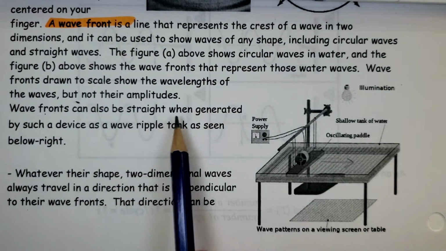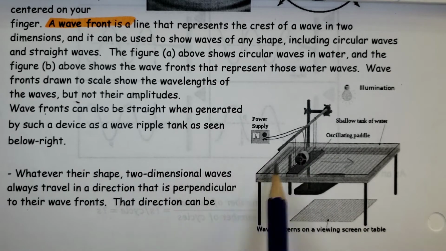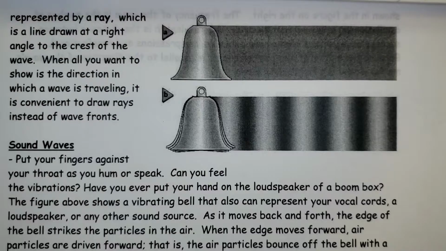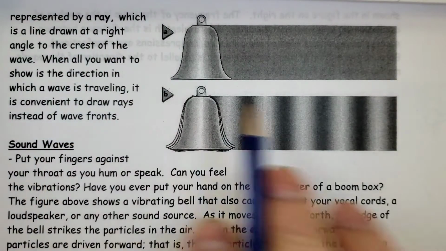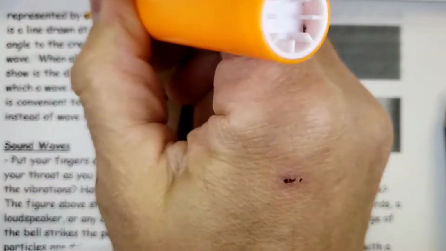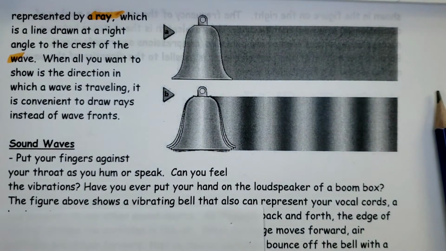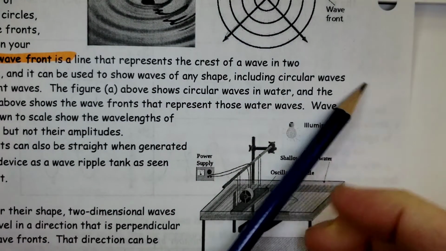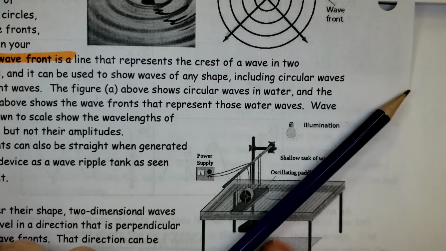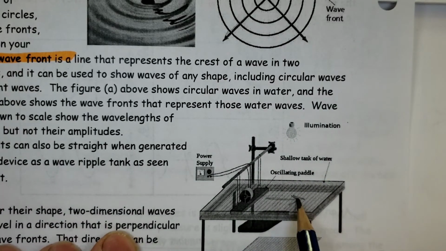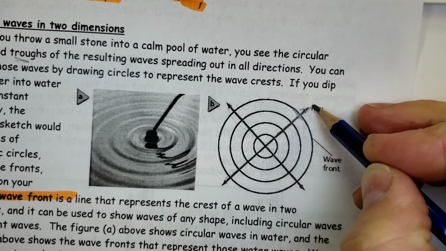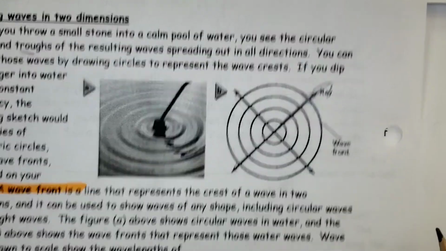Wavefronts can be straight when generated by such a device as a ripple tank, seen over here. Whatever their shape, two-dimensional waves always travel in a direction that is perpendicular to the wavefronts, and then the direction can be represented by a ray, which is a line drawn at right angles to the wave. So if you look over here, I drew a wave ray. My pencil here is representing the waves that are actually made, and this pencil is representing the direction of motion. Just like here, here's a wave crest, and my ray is drawn perpendicular to show the movement which is happening.